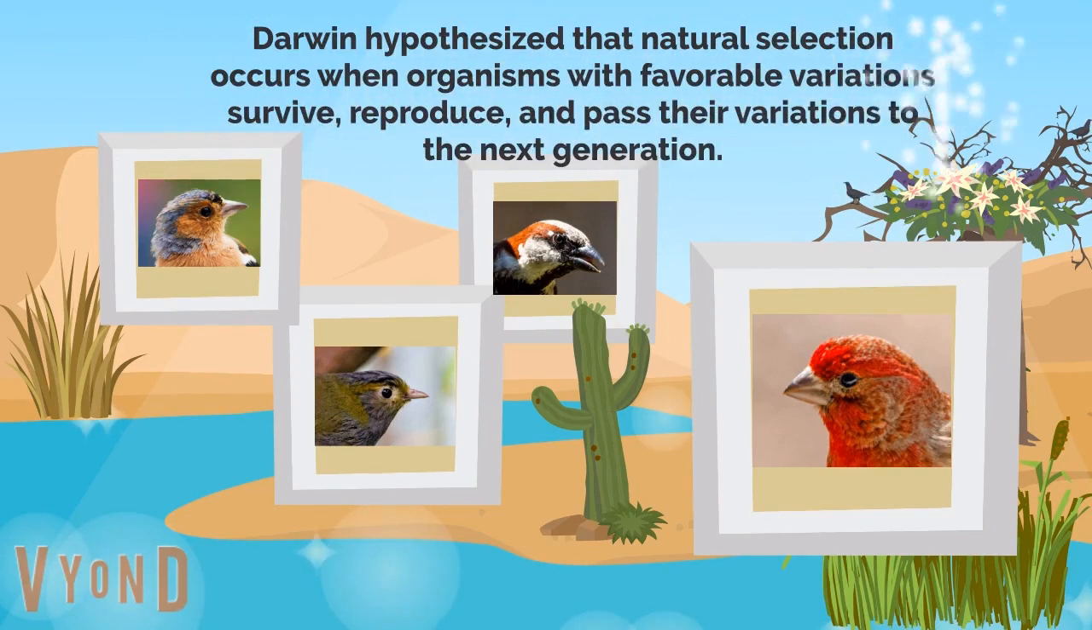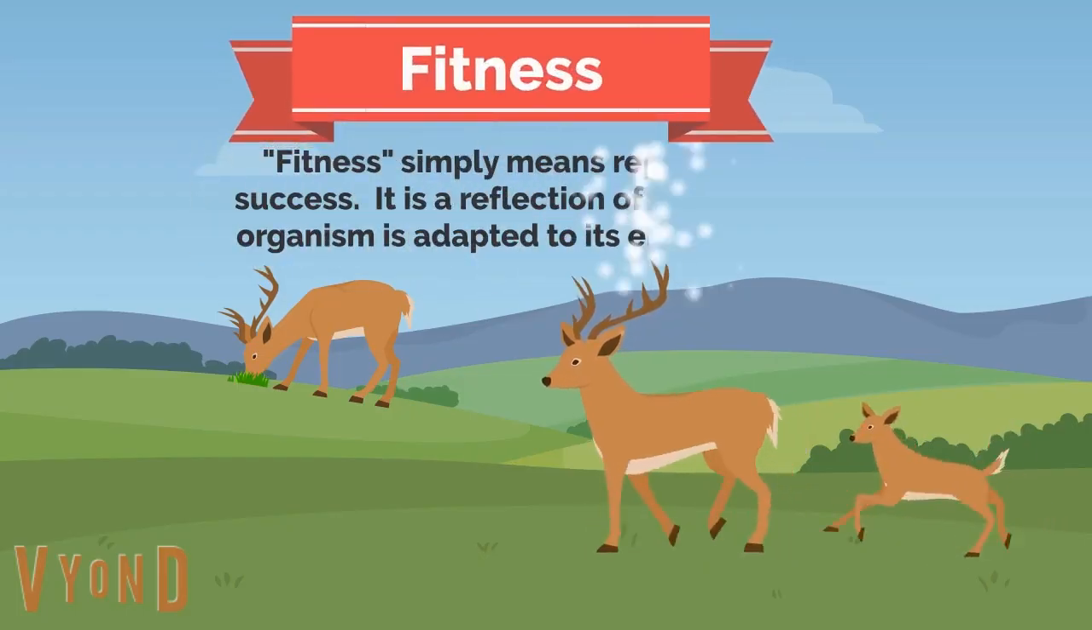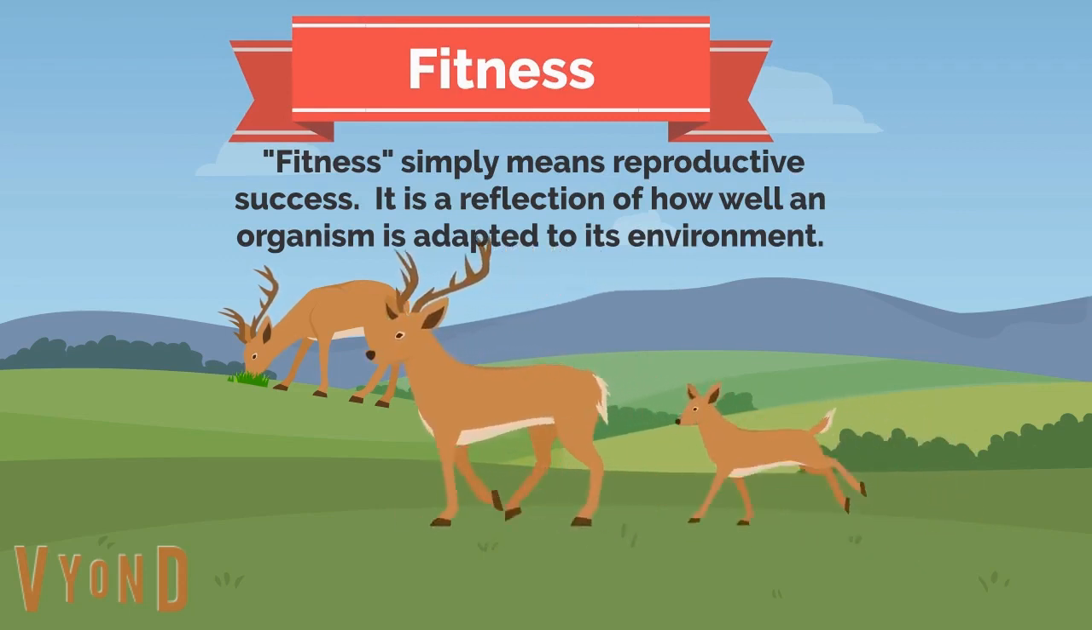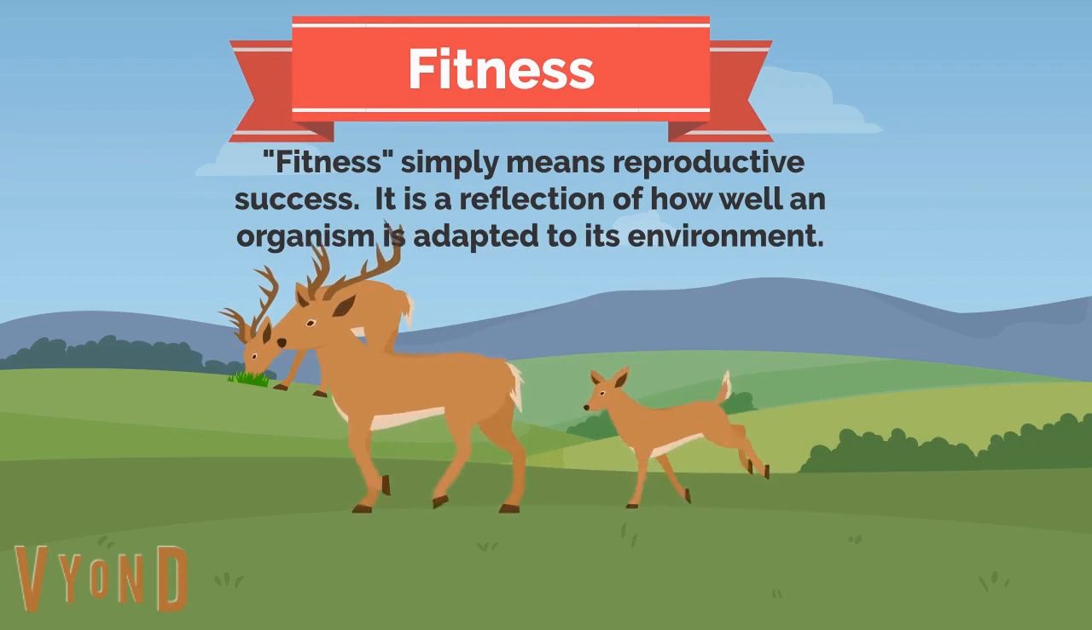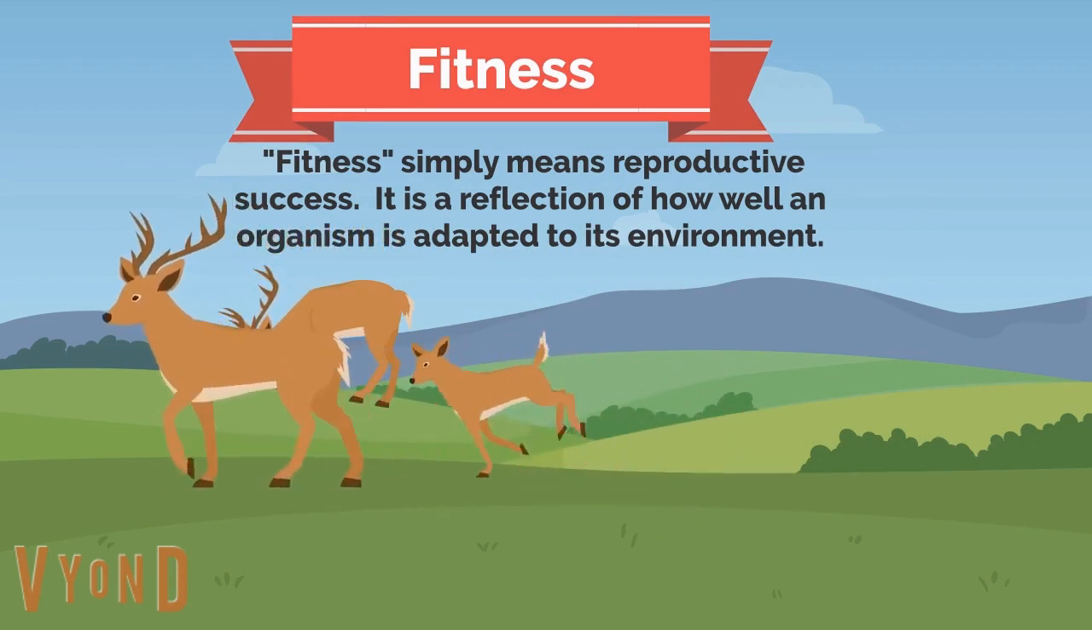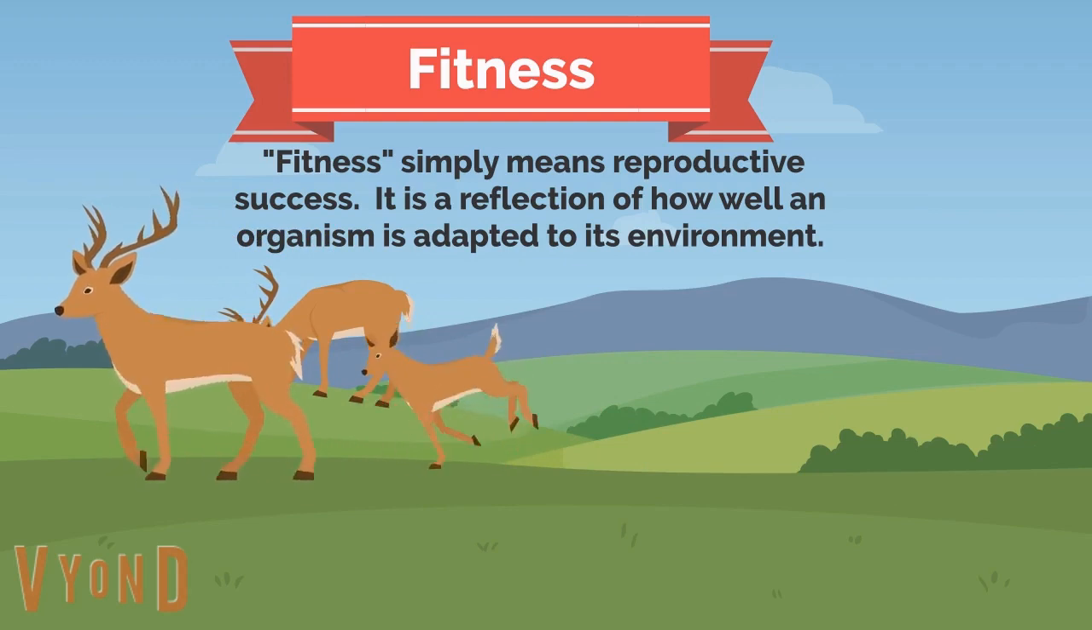Darwin hypothesized that natural selection occurs when organisms with favorable variations survive, reproduce, and pass their variations to the next generation. This notion that organisms survive because of their adaptations to their environment can also be called fitness, the ability to be fit enough to survive and have the energy to produce offspring for the next generation.